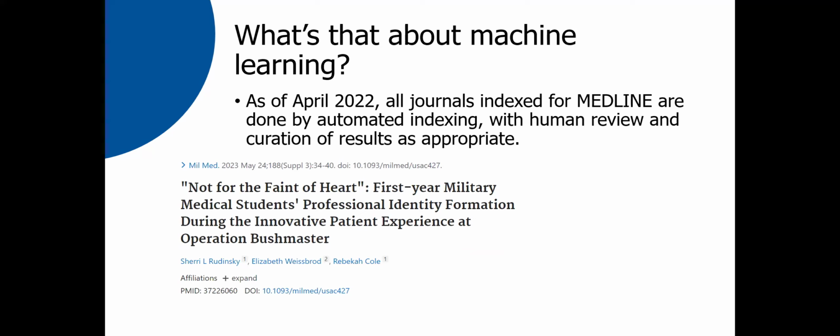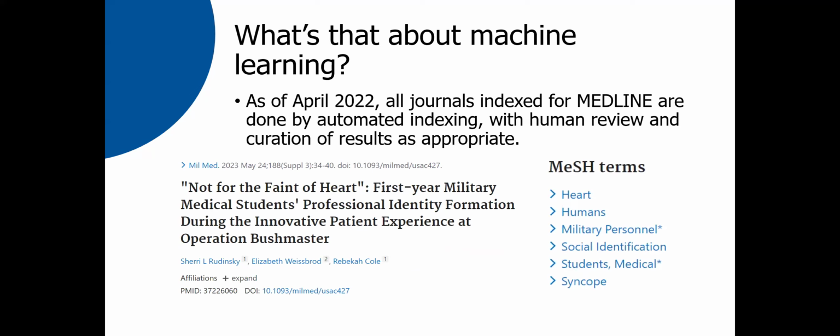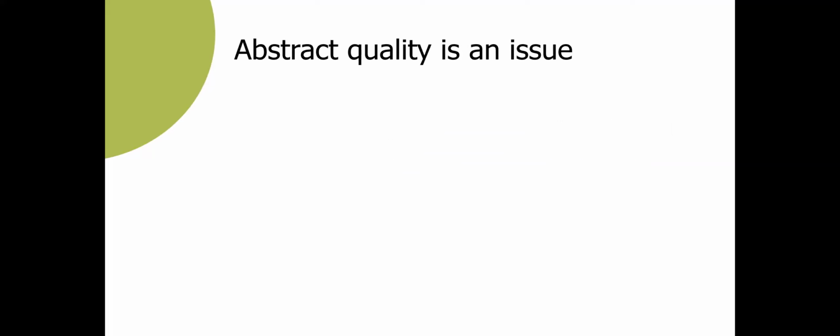Below is an article about medical military students' professional identity formation. Like many qualitative studies, it uses a quote from a participant in the title. Now let's see how it was indexed. Notice anything interesting? That's right, syncope, the word for fainting, has been applied to the tags, though this isn't at all what this article is about. This means because of automated indexing, it's even more important you think carefully about your abstract.